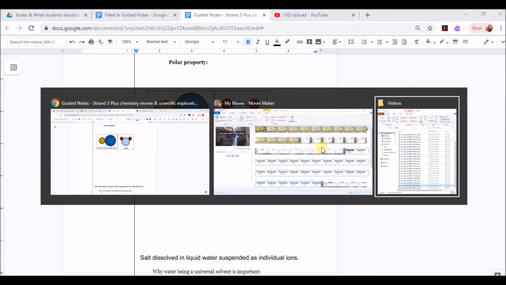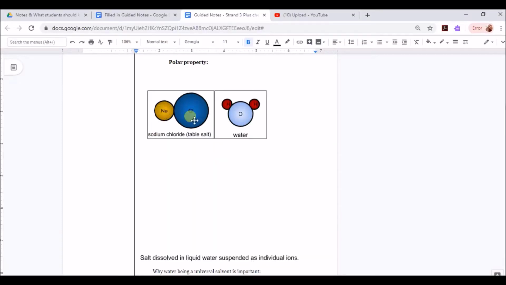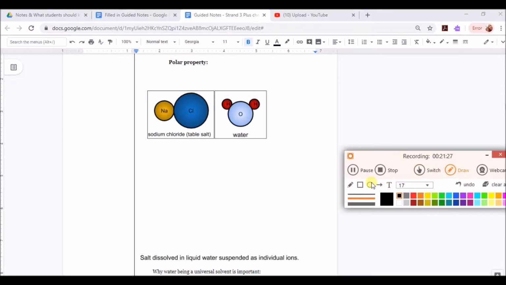So we're going to go ahead and draw this diagram into our notes. We're going to start by drawing this sodium and chlorine. We're going to draw those ions here. I'm going to pull up my drawing tool. Go ahead and grab a circle. We're going to draw a sodium ion right here. And the chlorine ion is actually quite a bit bigger than the sodium ion, so we're going to draw that one a little bit bigger.